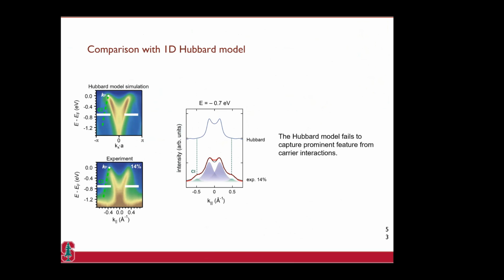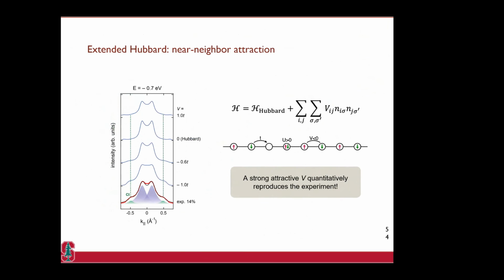Okay, so that's the comparison. It looks like the data show a feature which is much stronger than the Hubbard model gives. So we say, okay, this is with the on-site Coulomb interaction being taken into account. Then to supplement that, you want to add one more term to it. And that's where Yao and Tom's group did the calculation.